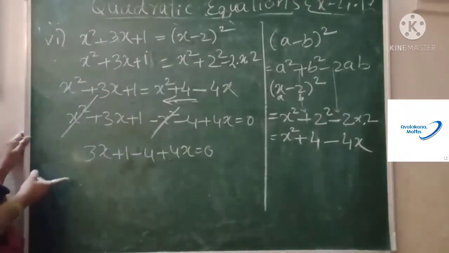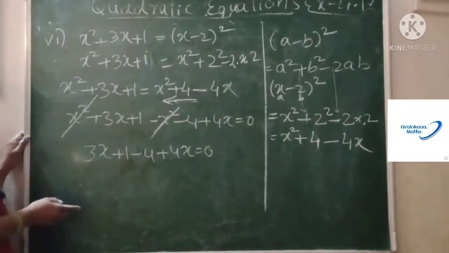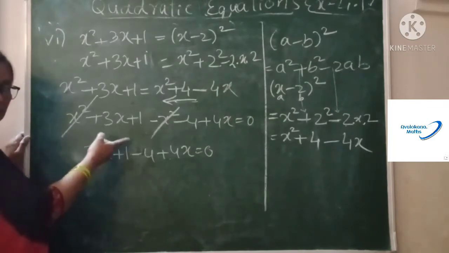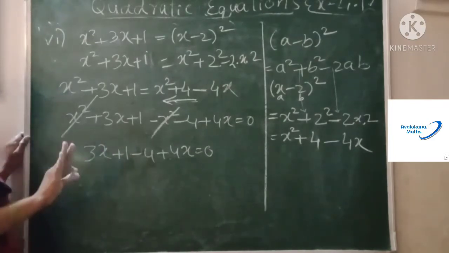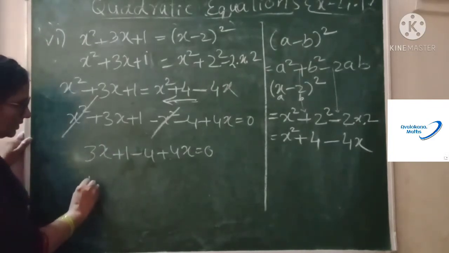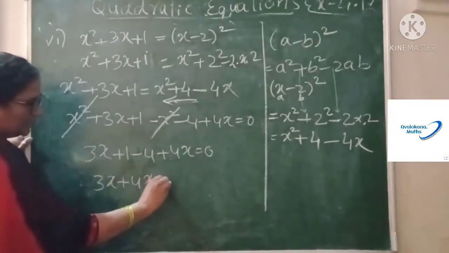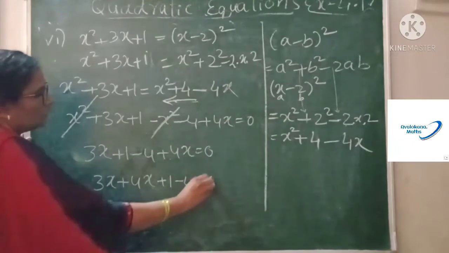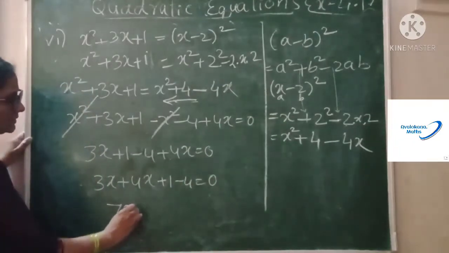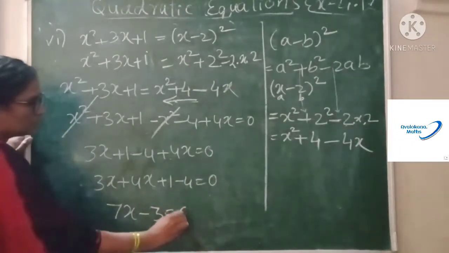Even though it is not a quadratic, you have to solve the full question. Don't stop the solution here and say it is not quadratic. You will not get full marks. So complete the solution. This is 3x plus 4x plus 1 minus 4 equal to 0. This is 7x minus 3 equal to 0.